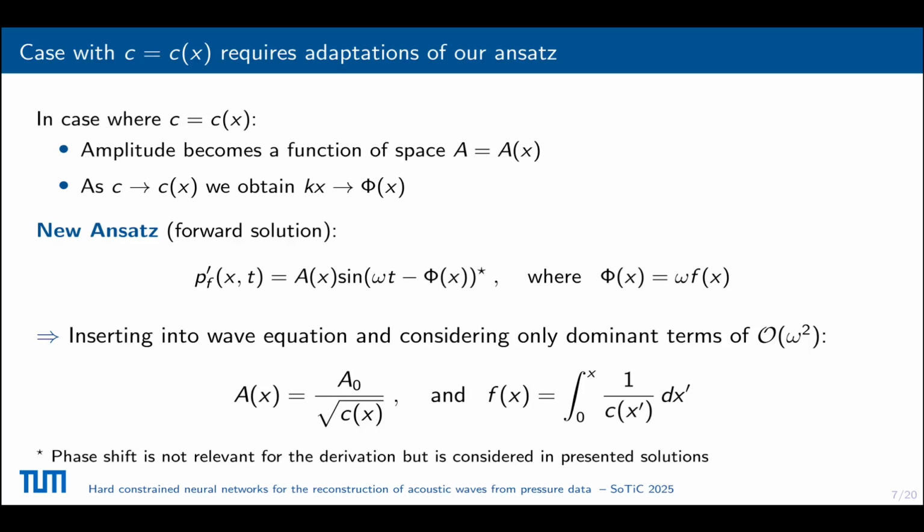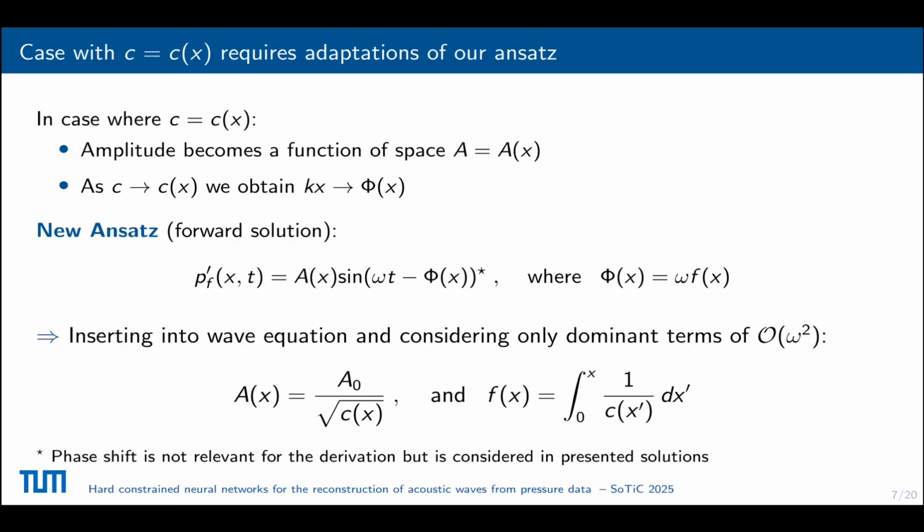If we insert this ansatz into the wave equation and consider only dominant terms of order omega squared, we can show that the evolution of amplitude A as a function of x adheres to this law, where we have a constant amplitude that comes from a boundary condition divided by the square root of the speed of sound, depending on x now. And this function f of x that we use inside the harmonic function is just the integral from 0 up to current position x over 1 over c of x. Note also that the phase shift is not really relevant for this derivation, but it is considered in all solutions that we present in the following slides.